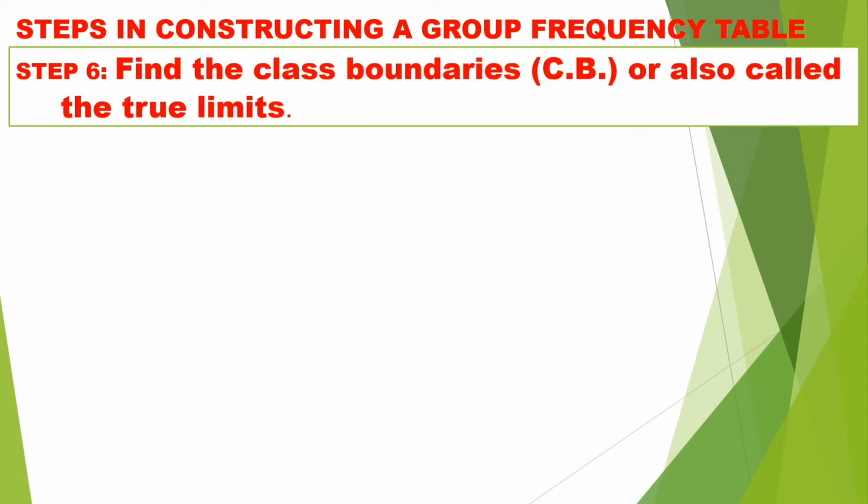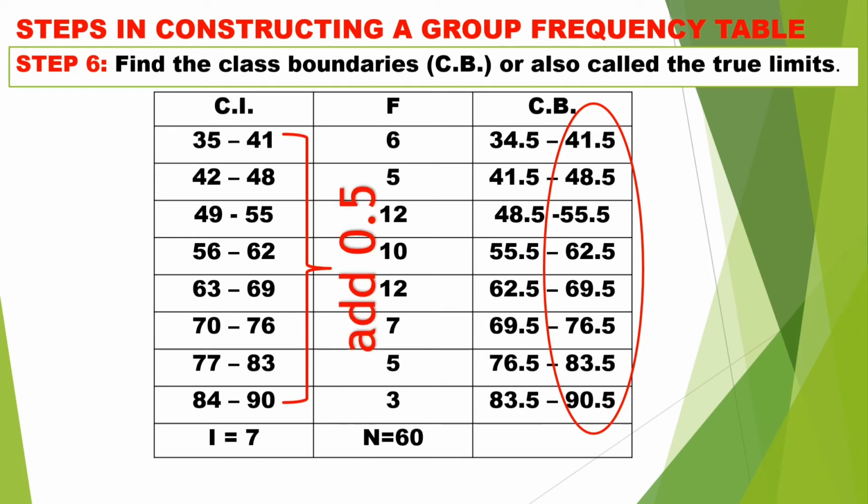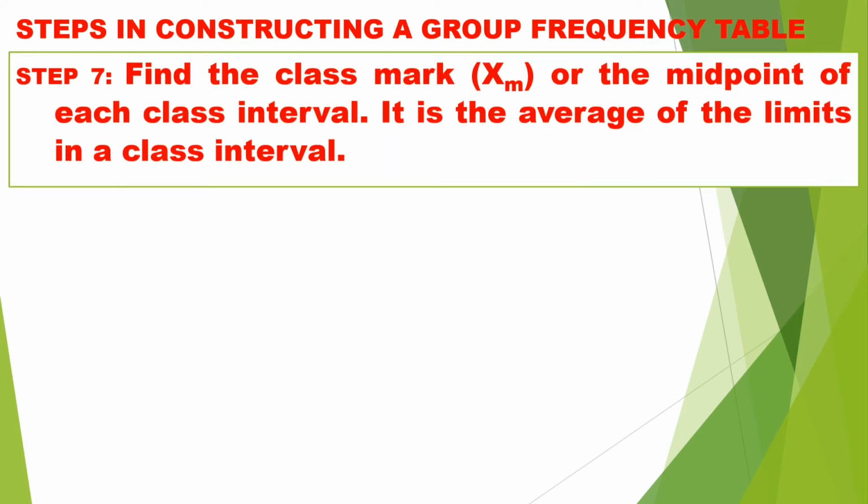Moving on to step 6, find the class boundaries or also called the true limits. To find the lower limits, we will subtract 0.5 to each of the lower limits. To find the upper boundaries, we will add 0.5 to each of the upper limits. Step 7, find the class mark or the midpoint of each class interval.